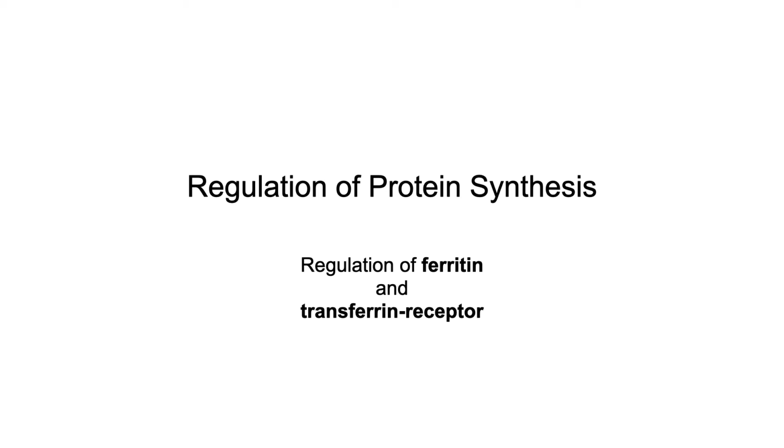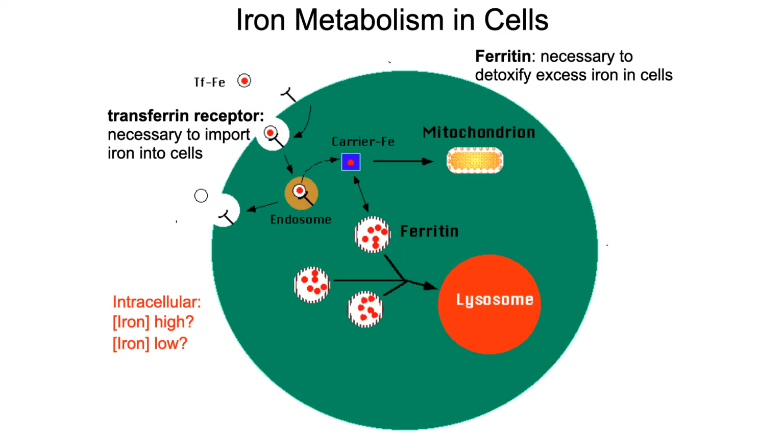In this last video of translation, we're going to talk about one example of how translation can be regulated. We're going to look specifically at two proteins involved in the metabolism of iron, or the transport and elimination of iron from cells, and that's ferritin and the transferrin receptor.